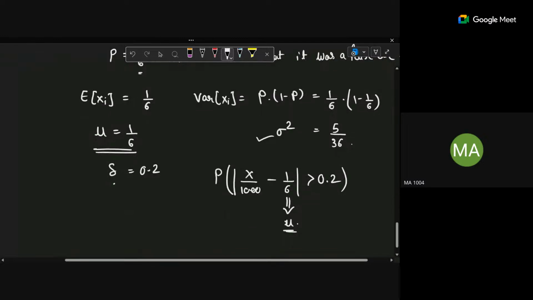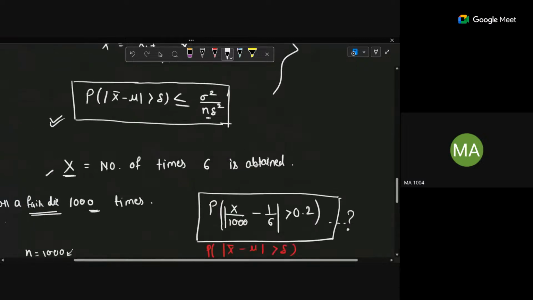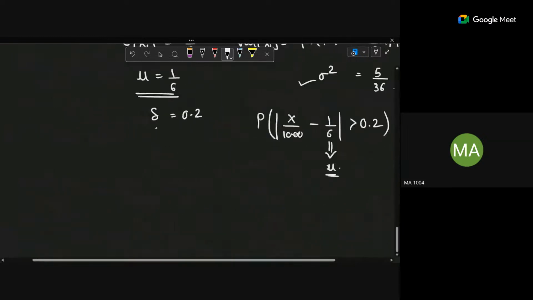But now the question remains. With this information, you will say, okay, then we just directly put in all these values, sigma square by n delta square. But just confirm whether your x by 1000 is equal to x bar here. Because only then is your weak law of large numbers valid, right? What I want to convey is that this term should be your sample mean. Is it?